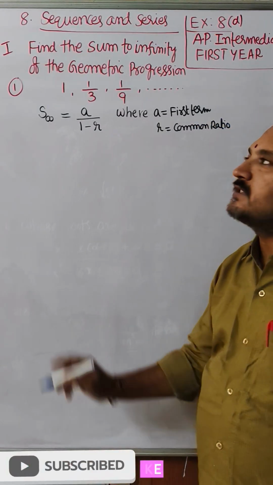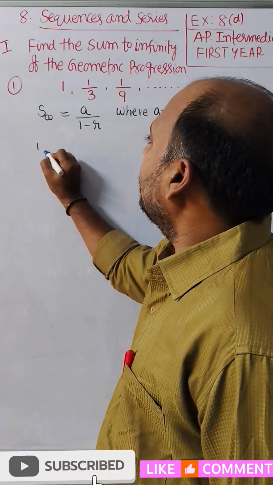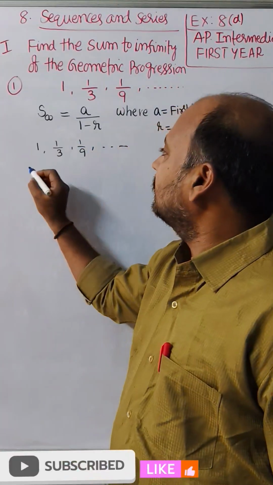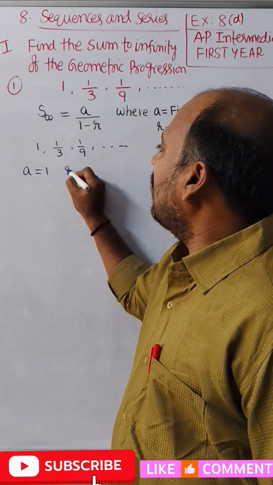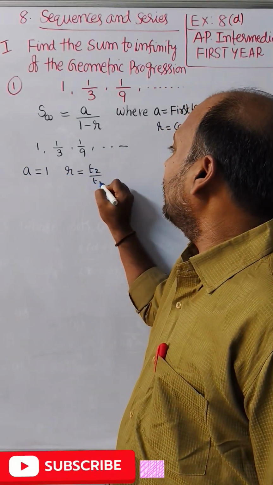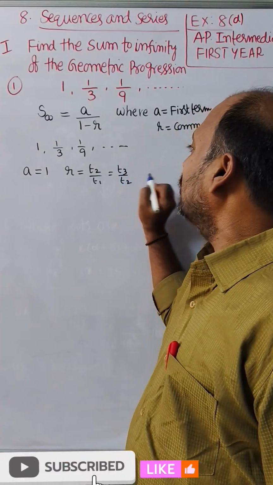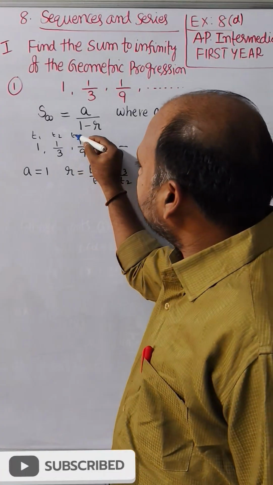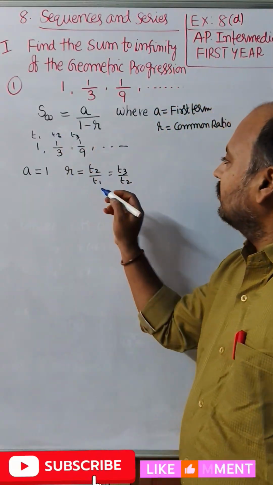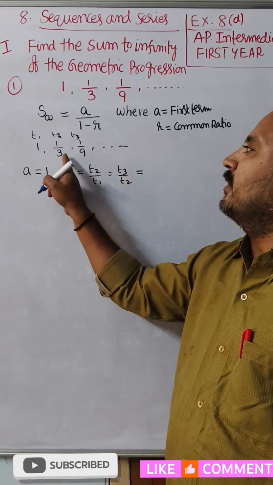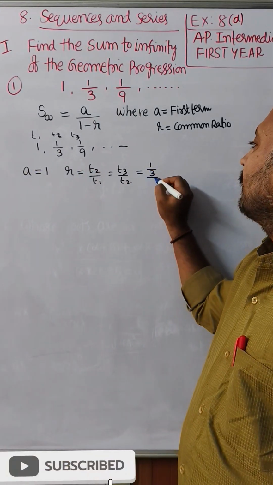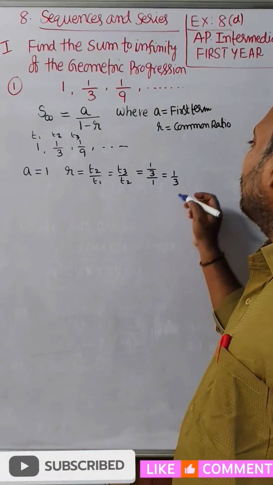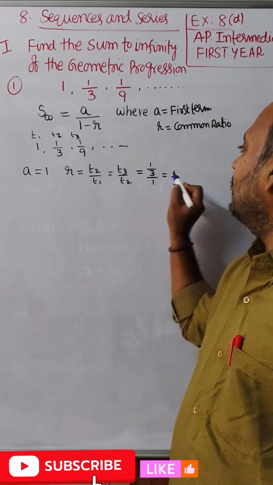So find out first, the given series is 1, 1 by 3, 1 by 9. So first A is equal to 1. The common ratio is equal to T2 by T1, which is equal to T3 by T2 and so on. So this is T1, this is T2, this is T3. Any one of them we will calculate. It will be 1 by 3 by 1, so 1 by 3. Even if you calculate 1 by 9 by 1 by 3, we will get 1 by 3 itself. So our value is 1 by 3.